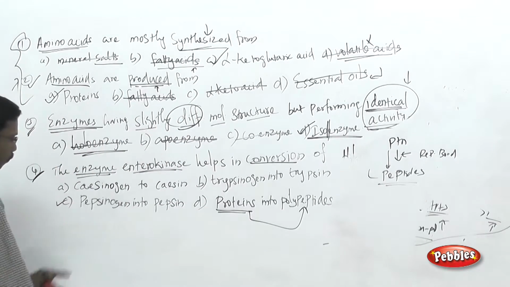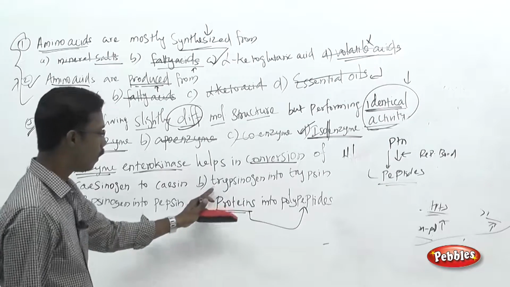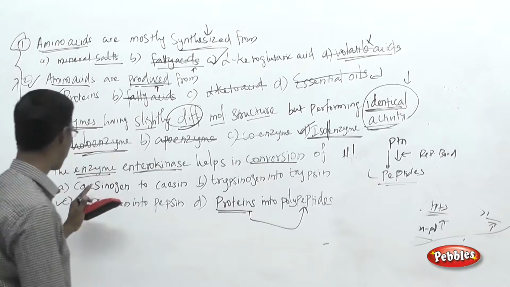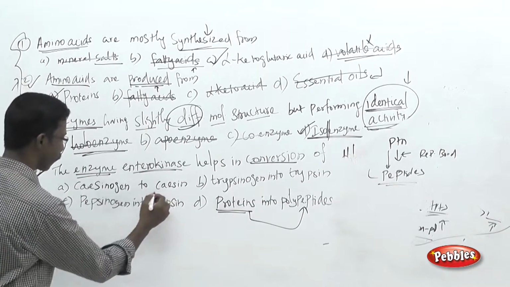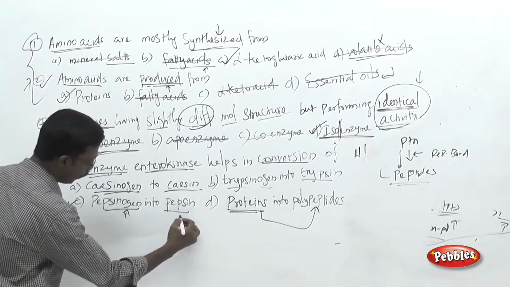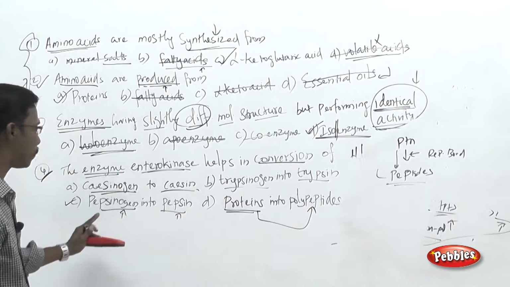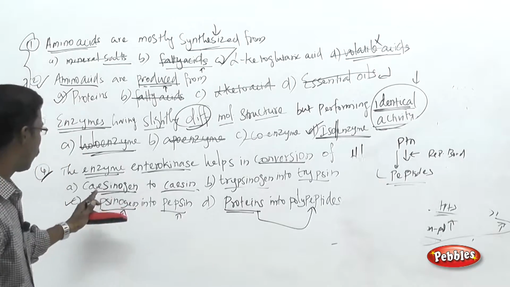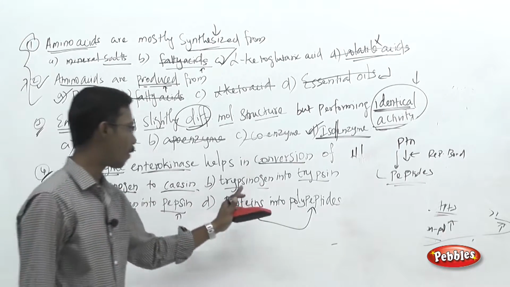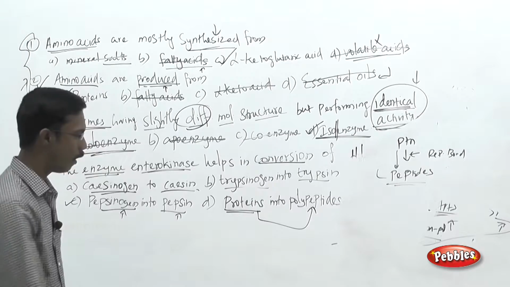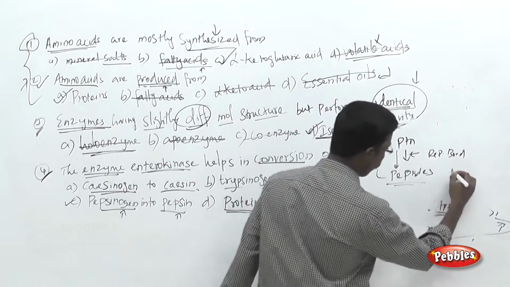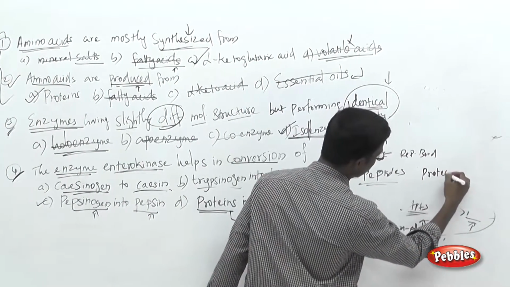And see the next choice: pepsinogen into pepsin, trypsinogen into trypsin, casinogen into casein. The thing you have to remember here is the conversion from the inactive form to the active form: pepsinogen into pepsin, casinogen into casein, trypsinogen into trypsin.